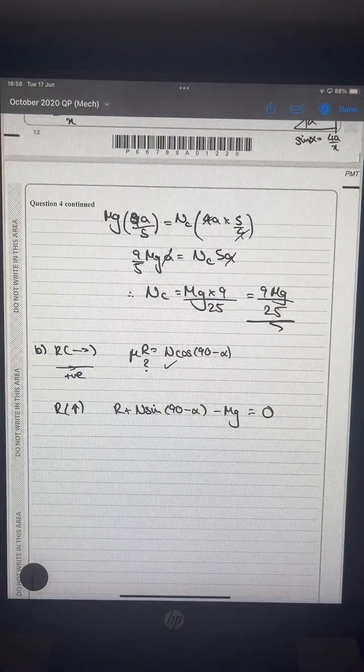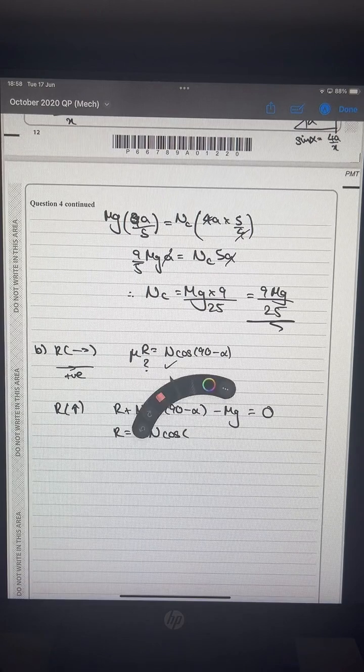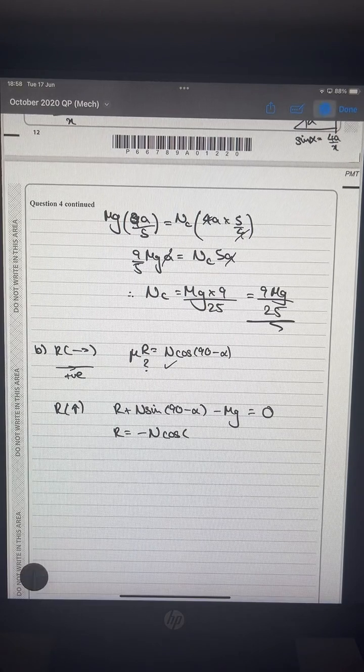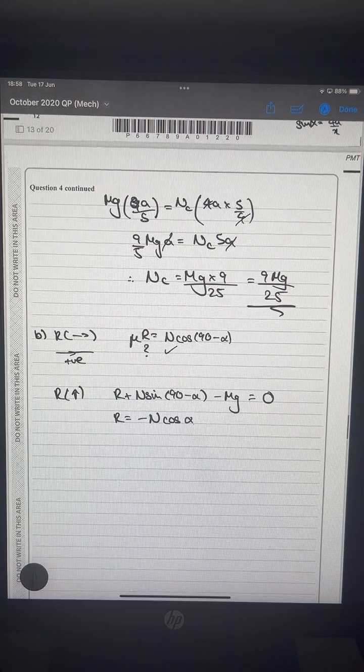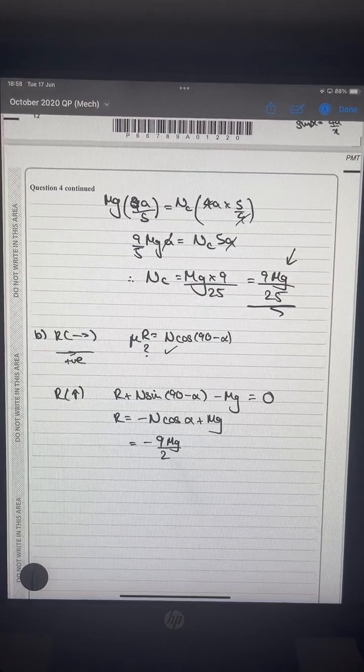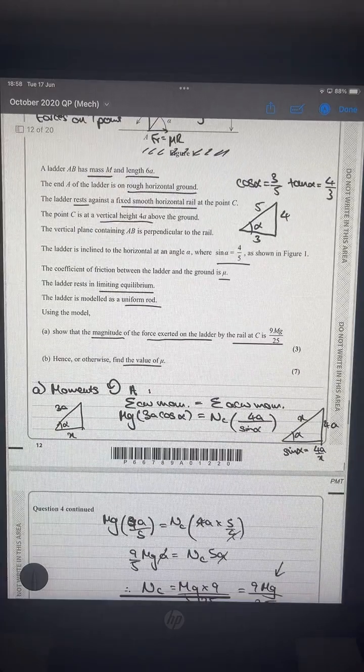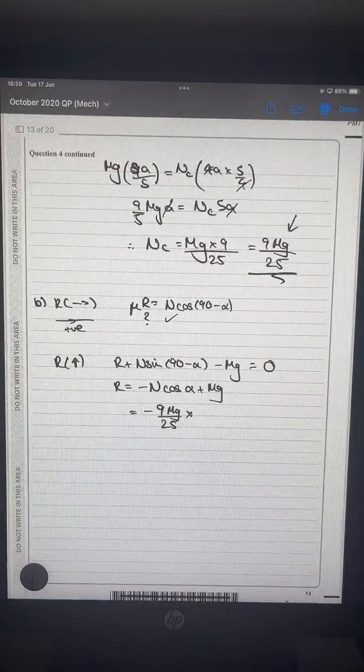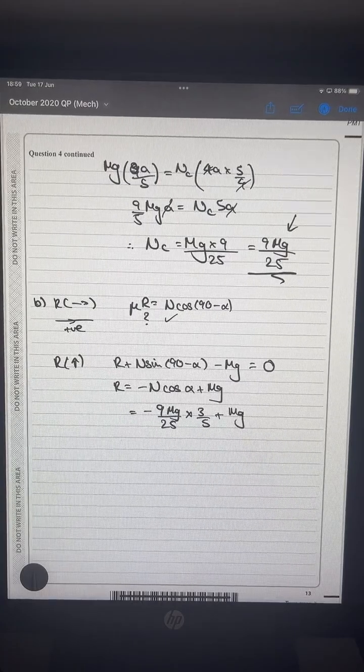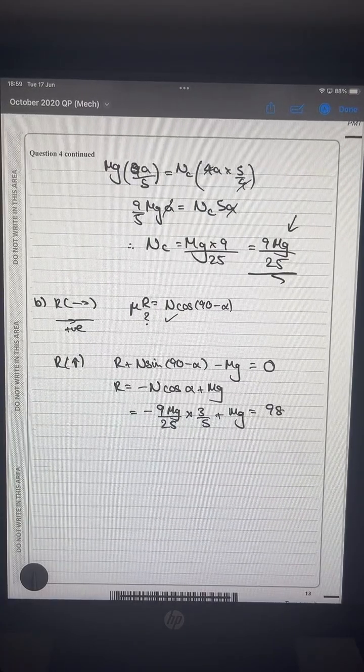It's in equilibrium. So if I rearrange and solve, R is equal to negative N sine 90 minus alpha, which is just equal to cos alpha, right? Because we should know that that is the relationship between sine and cosine. Let me just rub out that bracket. Alpha, and I'm adding mg. So I can just plug in my values. Minus N is this thing up here, so that's 9mg over 25, cos of alpha. What did I say my cos alpha value was? 3/5. So that's multiplied by 3/5 plus mg. If I put this into my calculator, I get 98 over 125 mg as my R value.